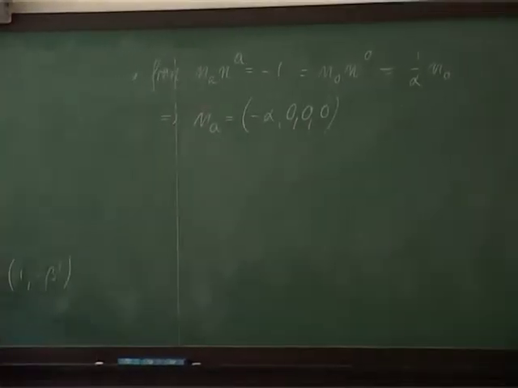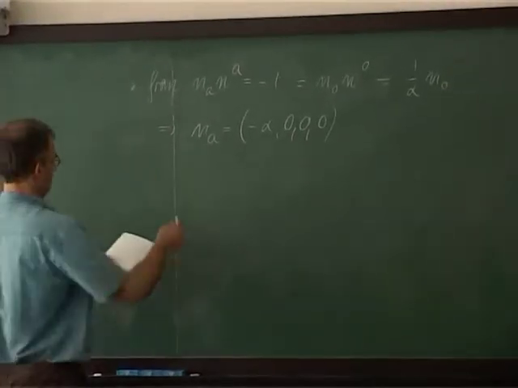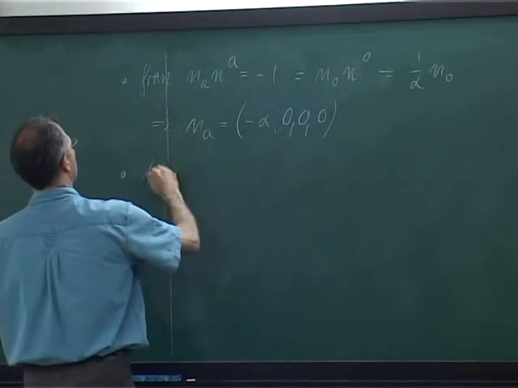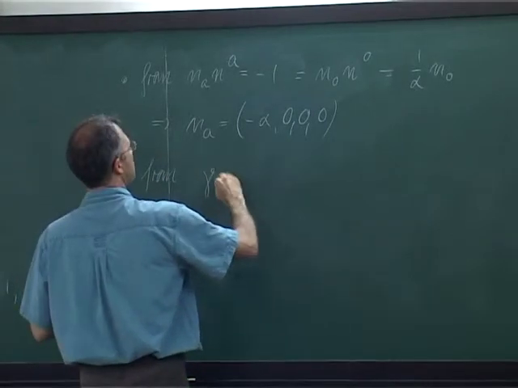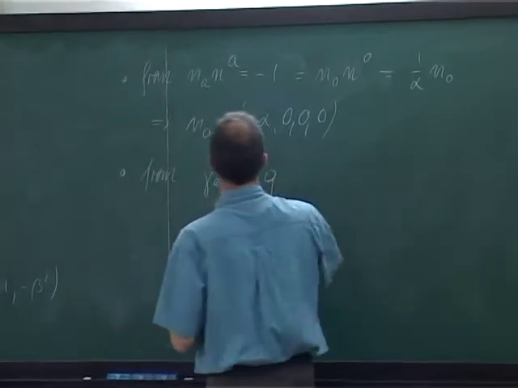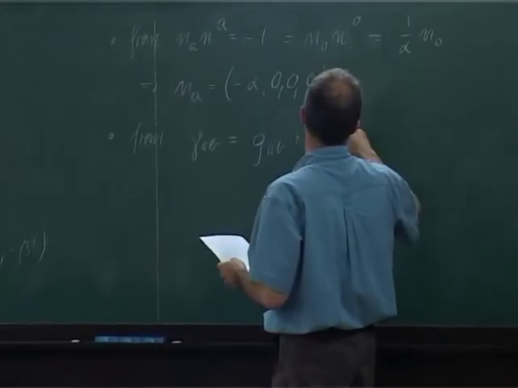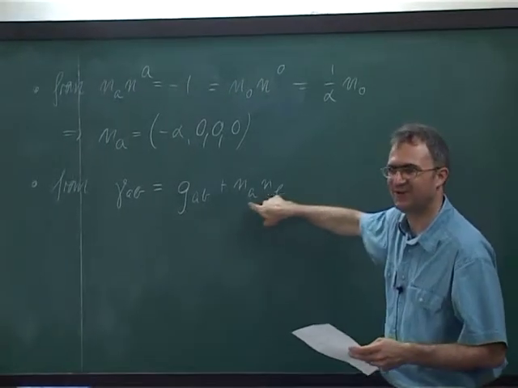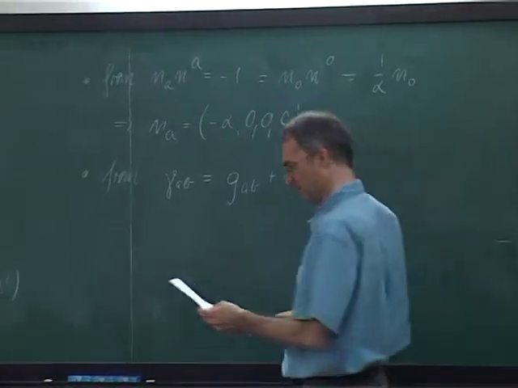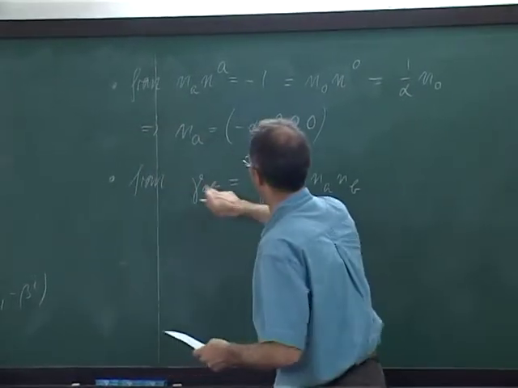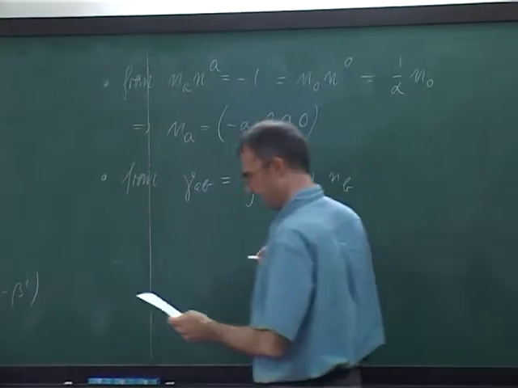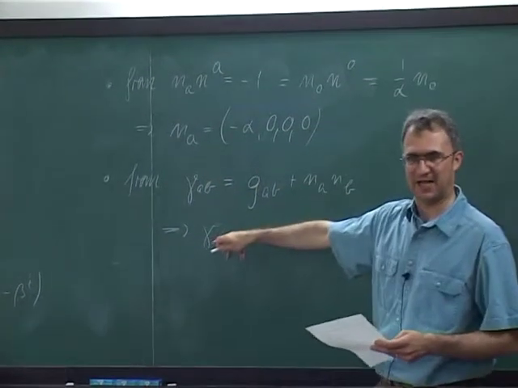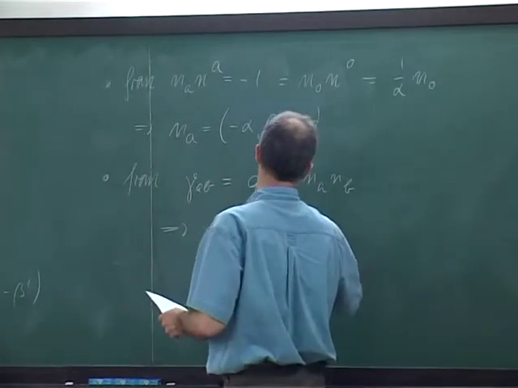Okay, now we can construct a metric, right? Because gamma AB is g_AB plus N_A N_B. But we know that the only non-zero component here is the time-time component. So we know in particular that all the spatial components must be the same. For all the spatial components, which I write as ij, we have gamma_ij equals g_ij.